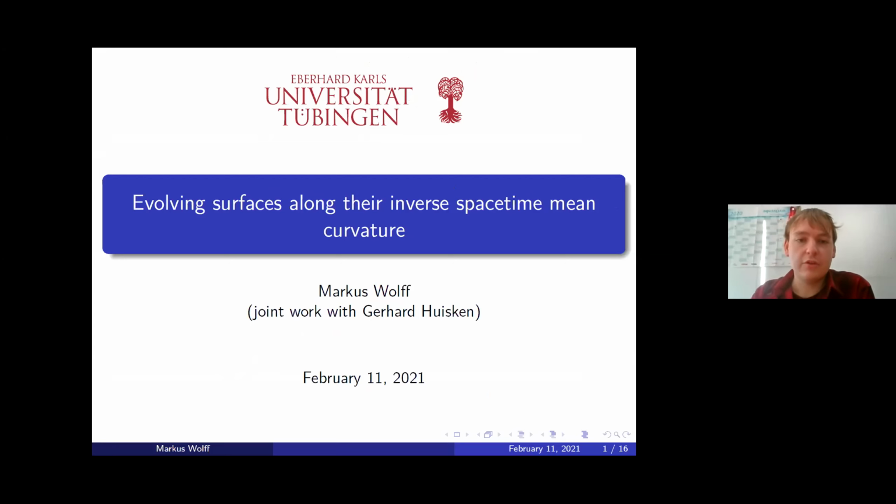So today I want to talk about a joint result with Gerhard Huisken from the University of Tübingen about the evolution of surfaces along their inverse space-time mean curvature, which is an adaptation of inverse mean curvature flow in the context of general relativity to initial data sets.